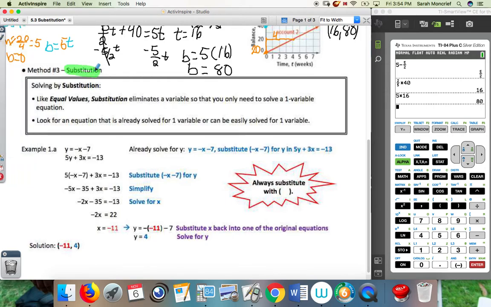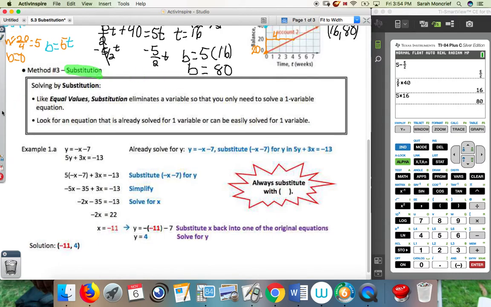So, solving by substitution, like the equal values method, eliminates a variable so that you only need to solve a one-variable equation, which is so much easier. So now look for an equation that is already solved for one variable or can easily be solved. Let's take a look at example 1a and see what that's really talking about.